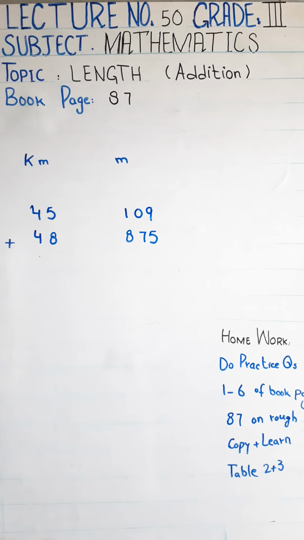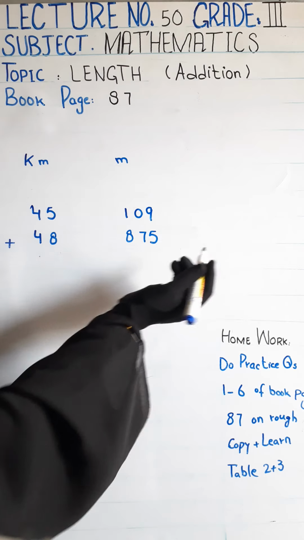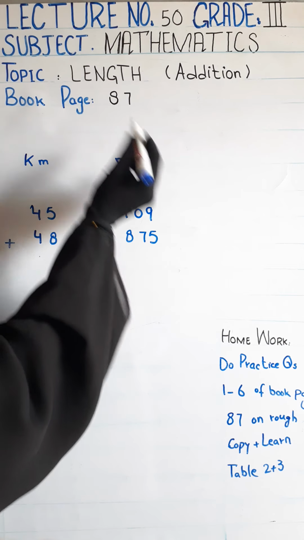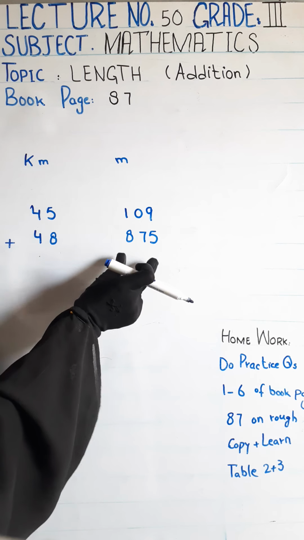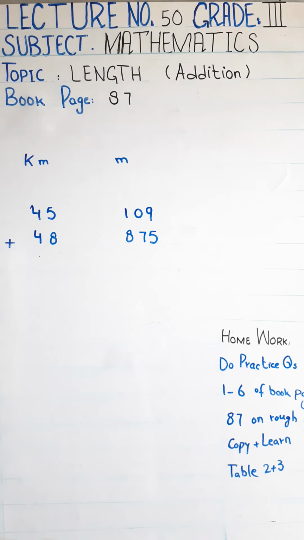Look here. In meter there are 3 digits, and in kilometer a 2-digit number is given. You follow the same method when you add. But remember one thing, student. In the previous lecture I explained that 1 meter equals 100 centimeter, and 1 kilometer equals 1000 meter. When a 4th digit comes, you carry that digit to the next place, into kilometer, because 1 kilometer is equal to 1000 meter.